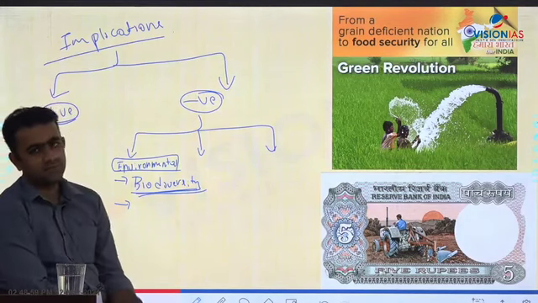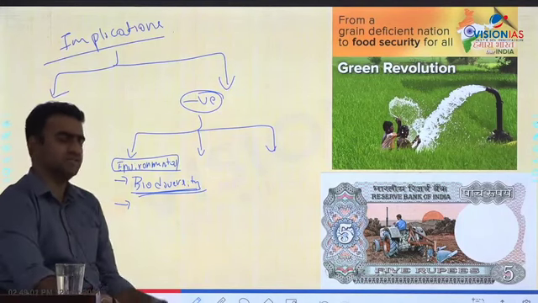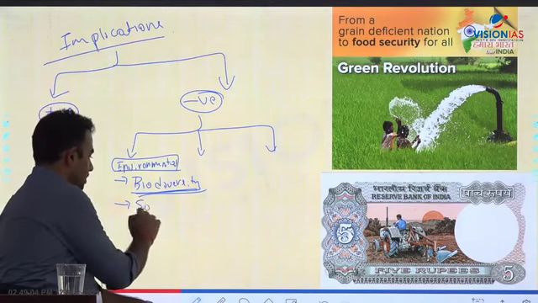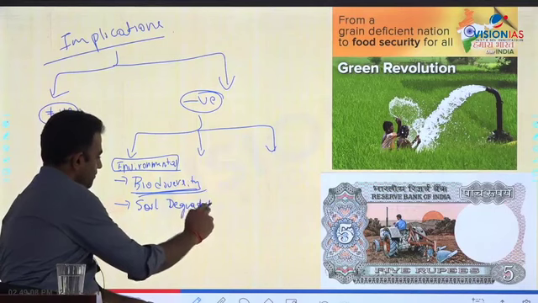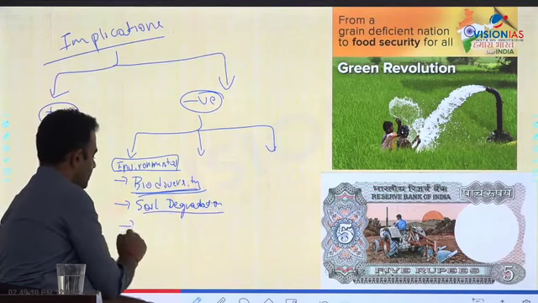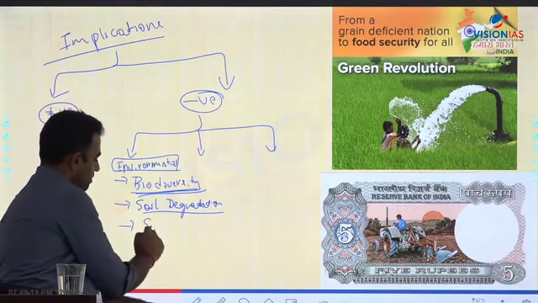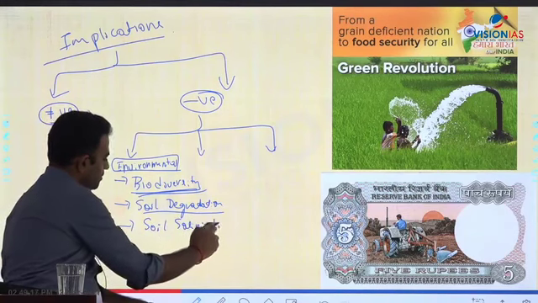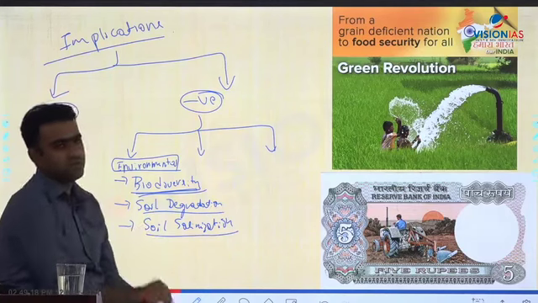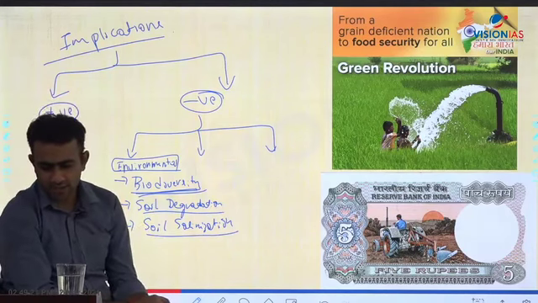Other than that, the use of chemical fertilizers degraded the soil. Soil degradation due to chemical fertilizers. Soil salinization due to faulty irrigation practice. ये तो हमने डिस्कस किया है. Soil salinization.